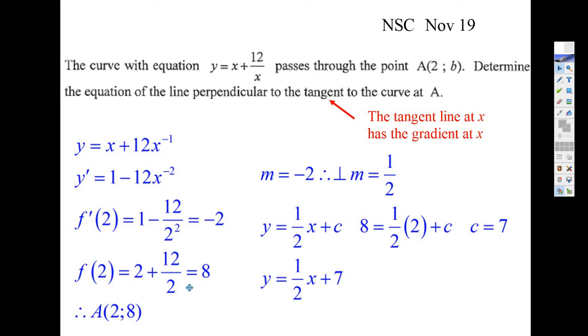First, we had to get the gradient of the tangent, and then we had to find the perpendicular gradient, but we know it's going right through that point, so we use that point and put it into the equation we know is 1/2 x plus some y-intercept. We get the y-intercept of 7. We've got the equation of that line perpendicular to the tangent right there at A. Ooh, that's a lot to think about. I don't even know what this curve is, but I know all this stuff is right. Okay, I hope that helps.